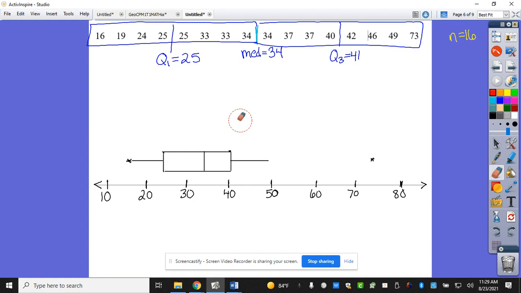Let's stop there for now. If I don't tell you any different, part of your homework is going to be to do all the math to be able to draw the graph for Hank Aaron, like checking outliers, finding the quartiles and stuff.